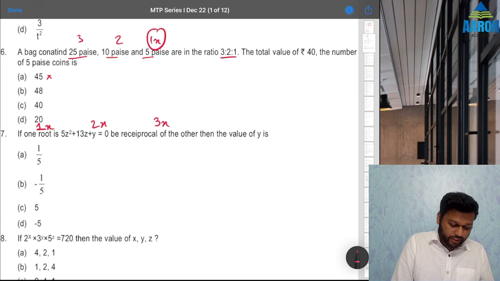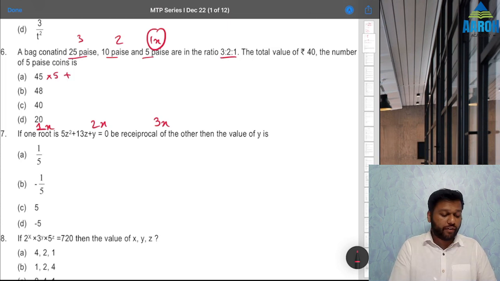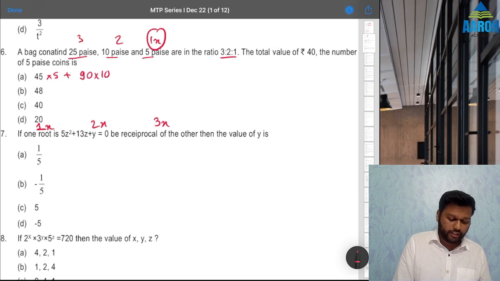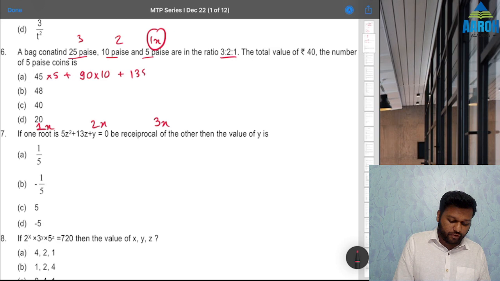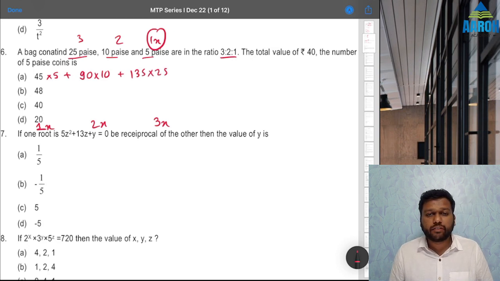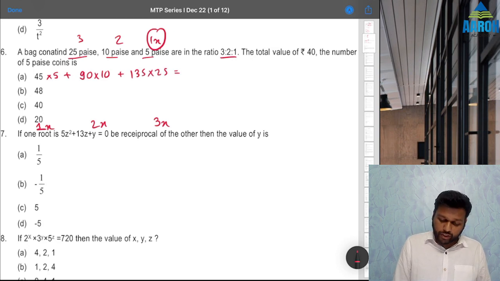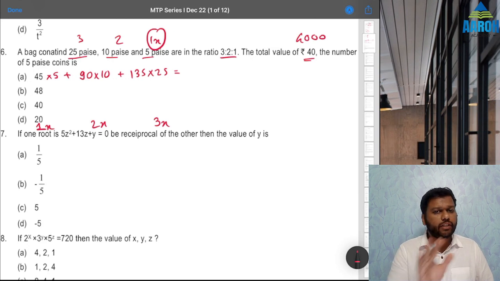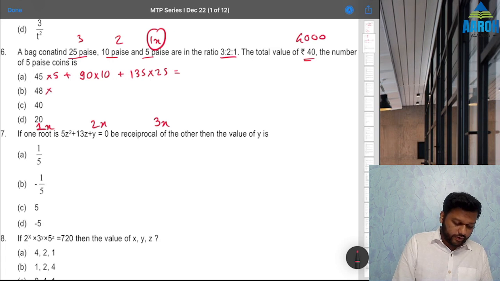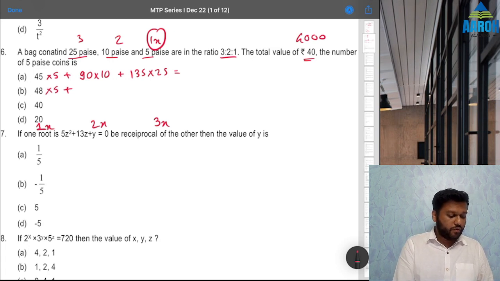45 coins of 5 paise plus 45 into 2, which is 90 coins of 10 paise, plus 45 into 3, which is 135 coins of 25 paise. Right? Check if this amount is 40 rupees. 40 rupees is 4000 paise. Check if it is 4000 paise. 45 into 5 M plus, 90 into 10 M plus, 135 into 25 M plus, MRC. No, 4500. Next option, 48 into 5 plus 48 into 2.